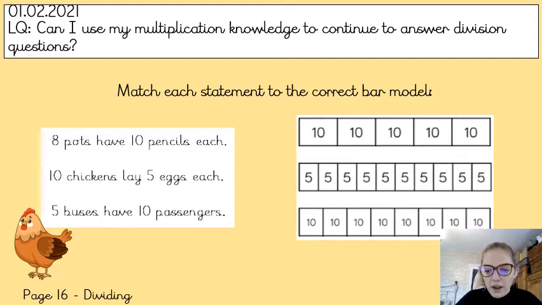So pause the video, have a go, and then press play when you are ready and you will see your answers. So what is it that you need to do with those statements to figure out which representation goes with which one?